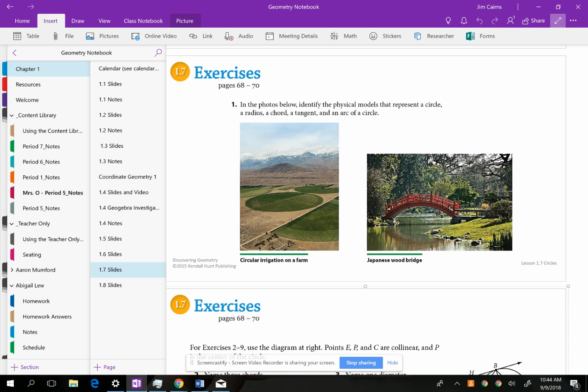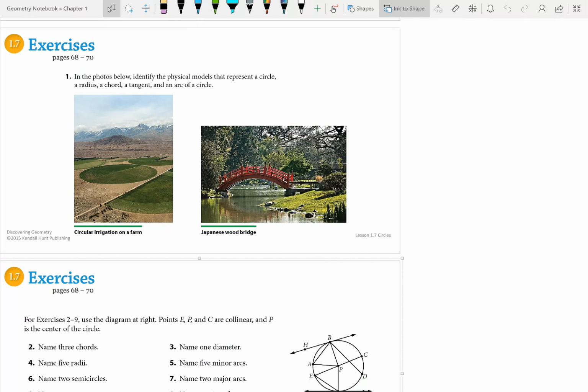All right, I'm going to go over the homework problems from 1.7 now, starting with number 1. In the photos below, identify the physical models that represent a circle, a radius, a chord, a tangent, and an arc of a circle. Well, here I can see a circle, and a radius could just be maybe like in the center of this circle all the way over.